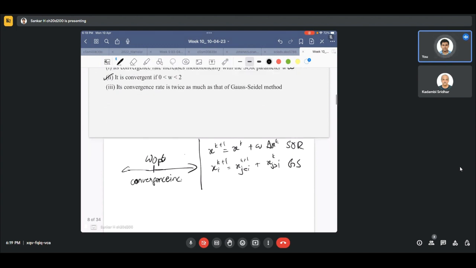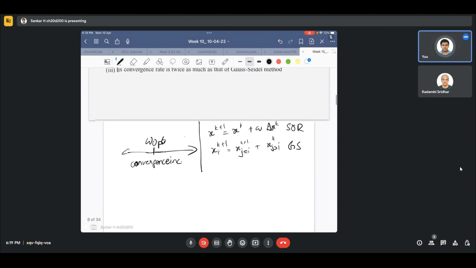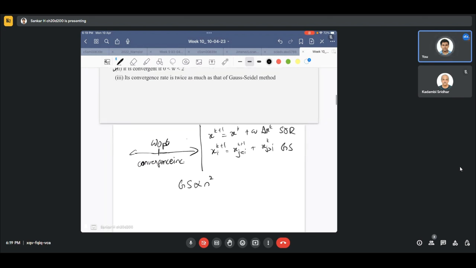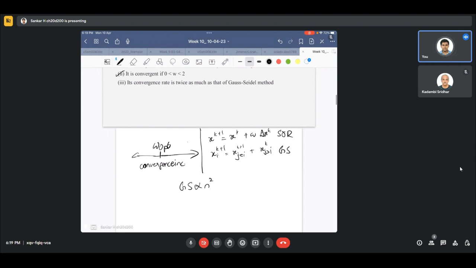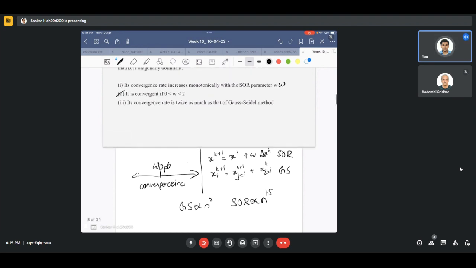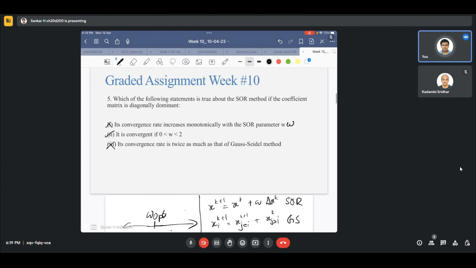Therefore, we can't generally say anything about the convergence rate as it is, but we know the Gauss-Seidel method has a certain number of floating point operations. The flops is proportional to n squared, whereas for successive over relaxation it is proportional to n raised to 1.5. So it's not necessarily twice as fast as the Gauss-Seidel method. So only the second statement is correct.